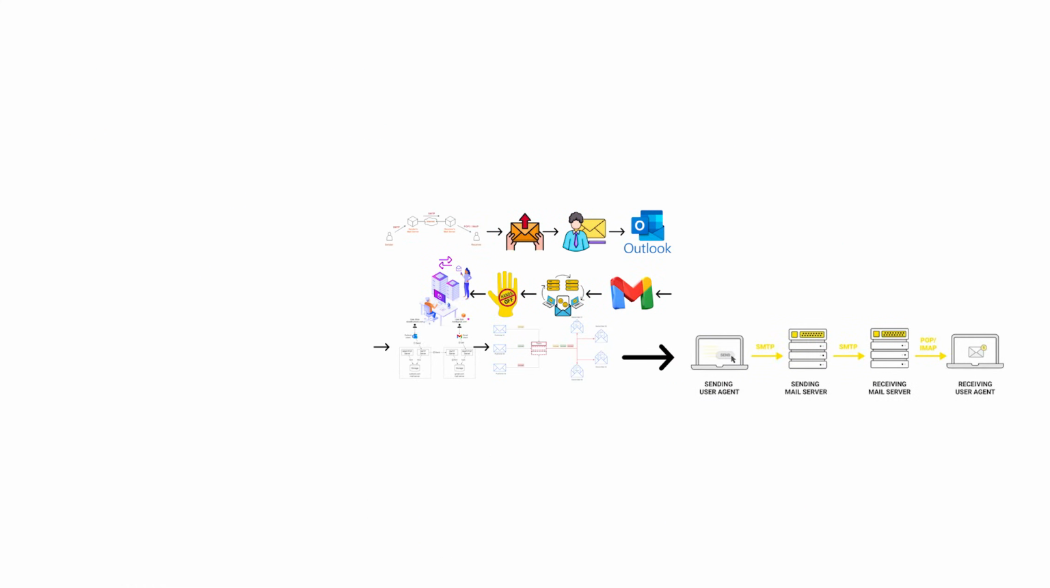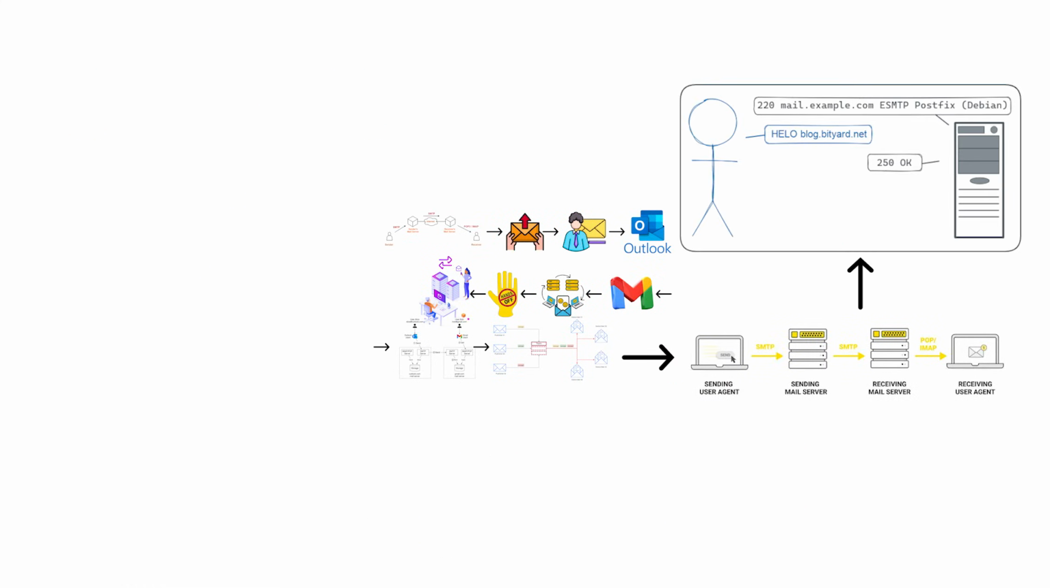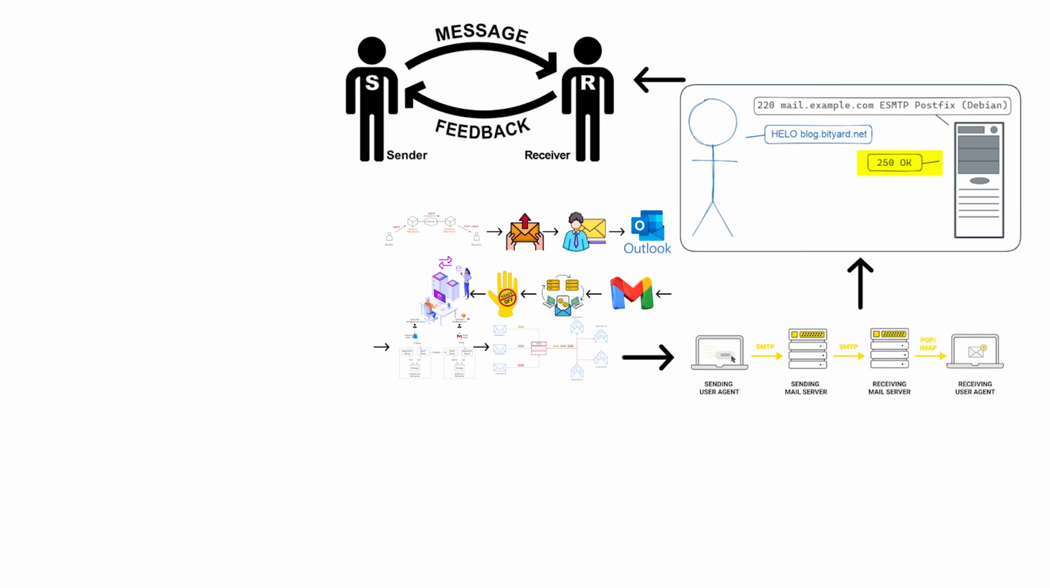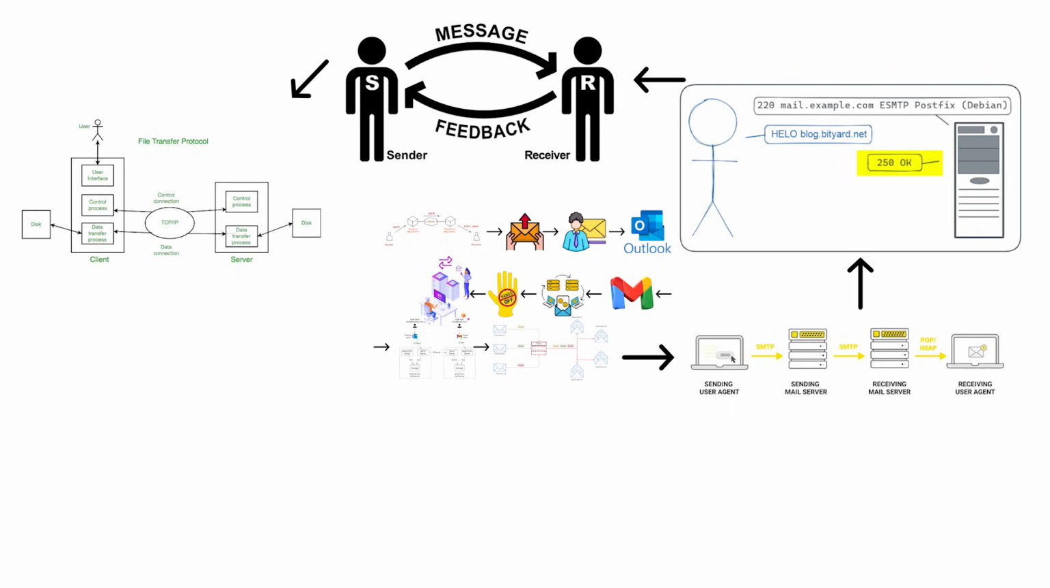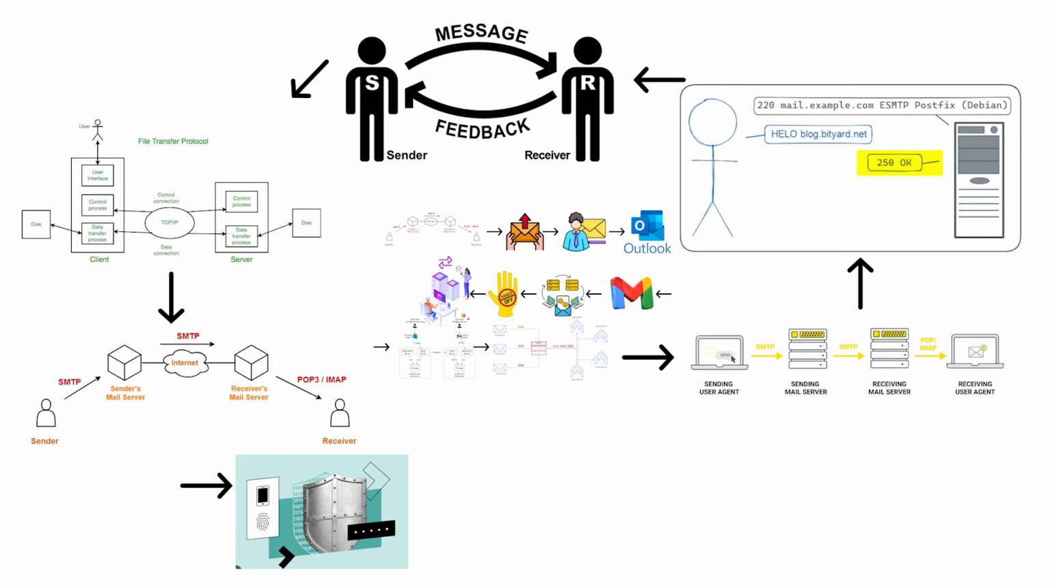A basic SMTP exchange starts with the client sending a hello command and the server responding with a 250 code, which signals that it is ready to proceed. From there, the sender, recipient, and message body are all communicated in a structured sequence. Like the file transfer protocol, the Simple Mail Transfer Protocol does not include encryption in its base form, which is why the secure version, SMTPS, exists for protected email transmission.